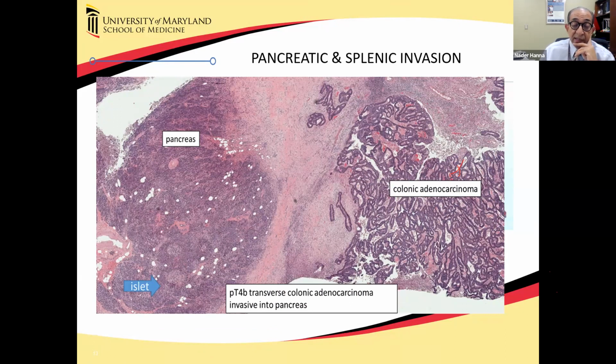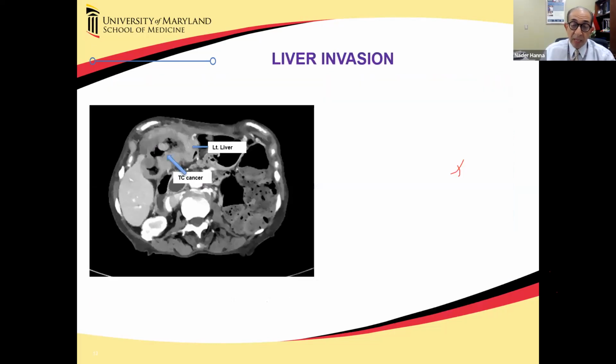Trying to save the distal pancreas, I think, is of no value at all to the patient from the oncological point of view. And this is a T4B transverse colon adenocarcinoma that was clearly invading into the pancreas.